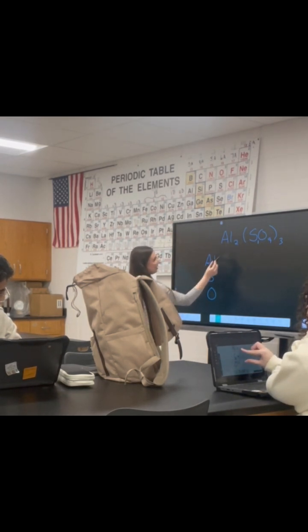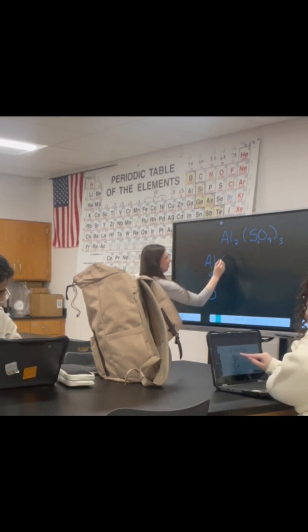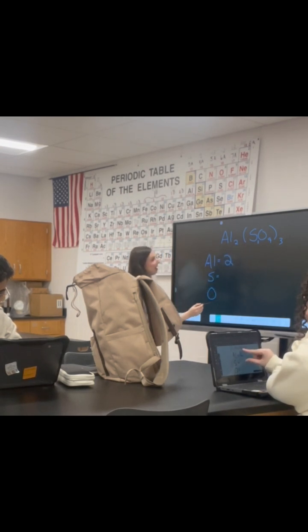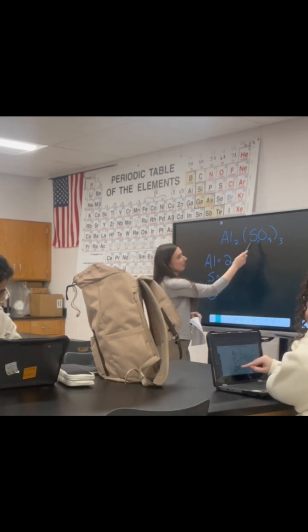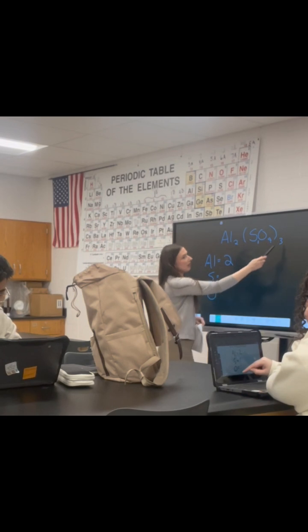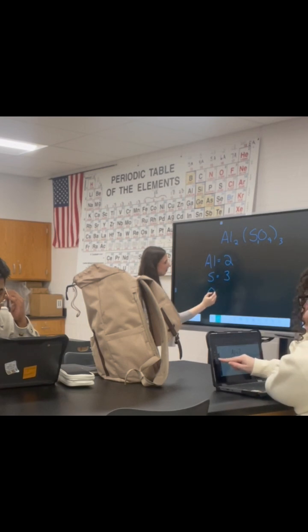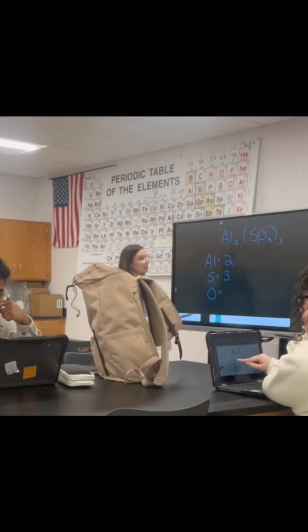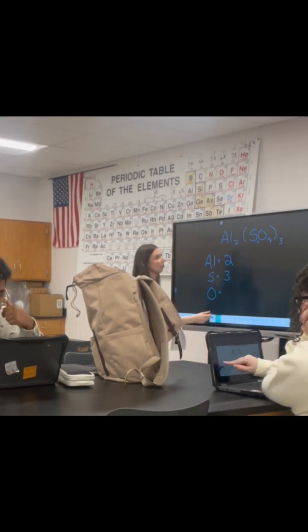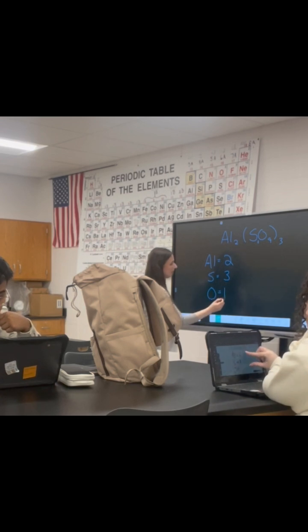So aluminum, we got a 2 down there. There's 2. Now that S, there's 1 S. But what we got to do is there's a 3 on the outside of the parentheses. We just multiply the 3 times 1. So S is 3. Then for oxygen, it's going to be 3 times 4. Oxygen is going to be 12. All right. Everybody got that on the thing? Yeah? Cool.